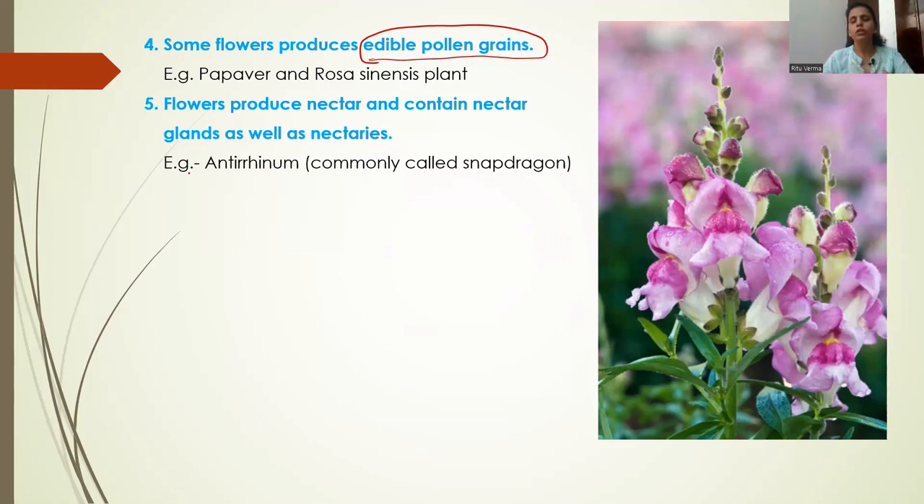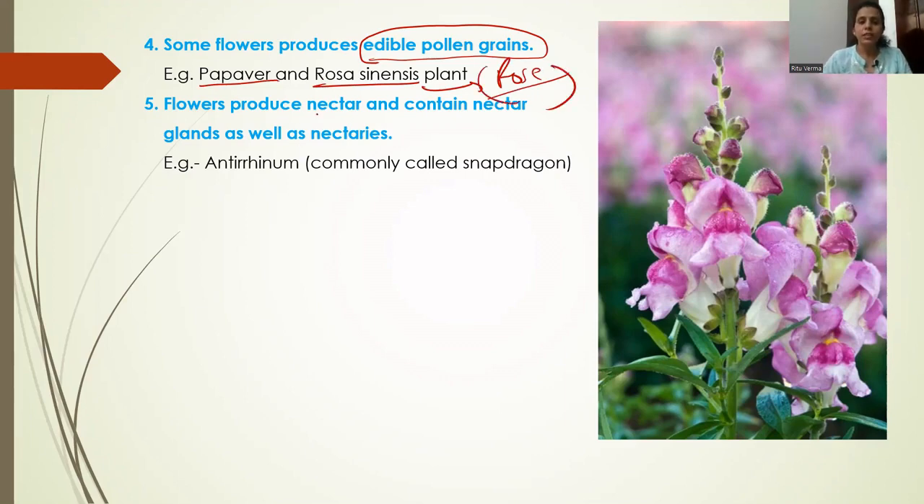wings. So what happens is, when this insect flies from a male flower to a female flower and sits on the female flower, the insect might transfer, or actually transfers, some of the pollen grains onto the top of the stigma of the female flower. And examples of such plants are pepperwort and Rosa sinensis, the common rose plant.